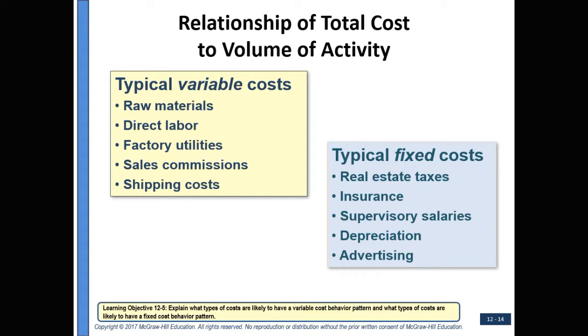Typical fixed costs include real estate, taxes, insurance, supervisory salaries, depreciation, advertising. These are things that in the short run we really cannot change. They're set at a certain amount for a specific range of activity. Variable costs are the elements like raw materials, direct labor, factory utilities, sales commissions, and shipping costs.